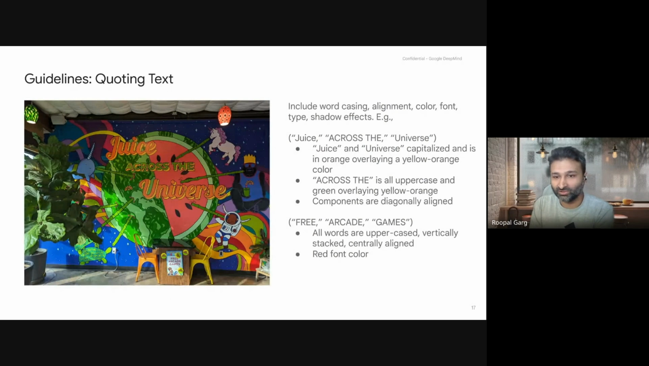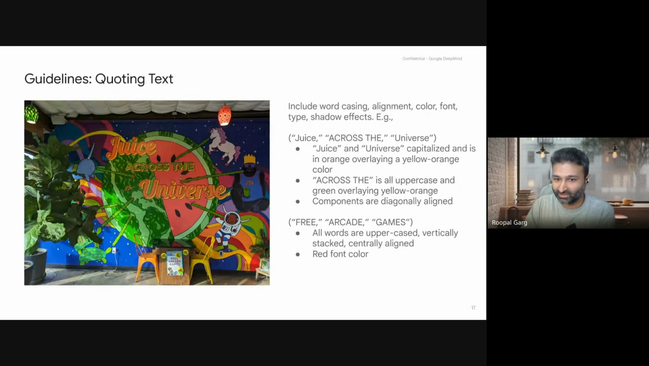Text was a big thing because usually what we saw in datasets was, XYZ text is written in the image. But if you say XYZ text is written in the image, it could be written in numerous ways. What font is it written in? How is it aligned? Is it stacked together or written in a single line? So as an example, if you check over here, "juice across the universe", we said, just don't tell us that "juice across the universe" is written in the image. Tell us that "juice", "across the" and "universe" are three phrases which are stacked vertically in a slanted manner. And then focus on the details of each.